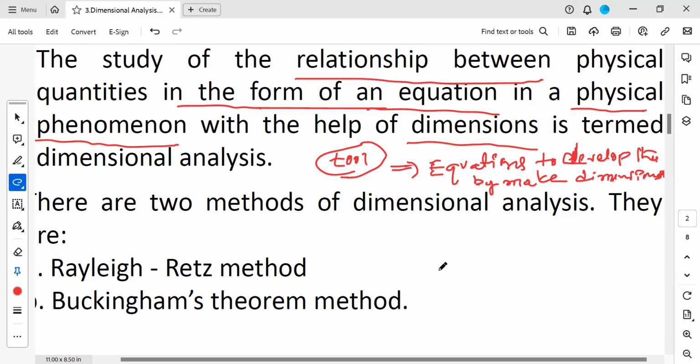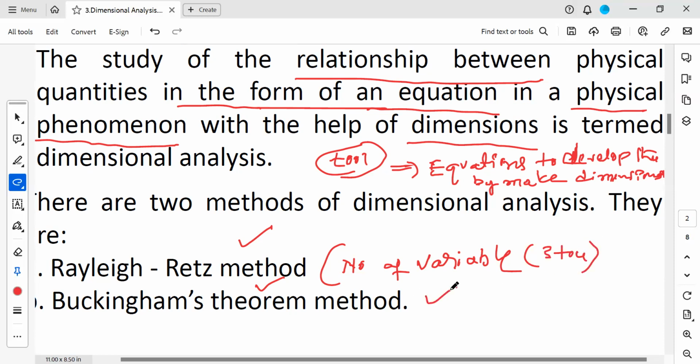There are two methods for dimensional analysis. One is Rayleigh's method. The other one is Buckingham's pi theorem. In Rayleigh's method, the number of variables is limited, say for example 3 to 4 only. If it is more than that, we can use Buckingham's pi theorem. If you go with Rayleigh's method for more physical quantities or variables, it is very difficult or confusing to handle all the variables. That's why the number of variables is limited to 3 to 4.